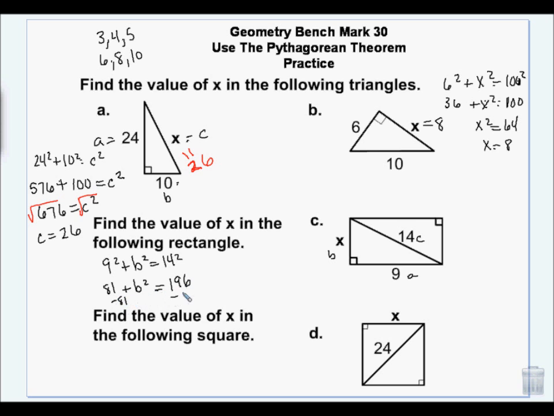Subtract 81 from each side. So I get b squared is equal to 115. Okay, that's not a perfect square. I know it'll divide by 5, and that gives me 23. 23 doesn't divide by anything, so b is just the square root of 115.